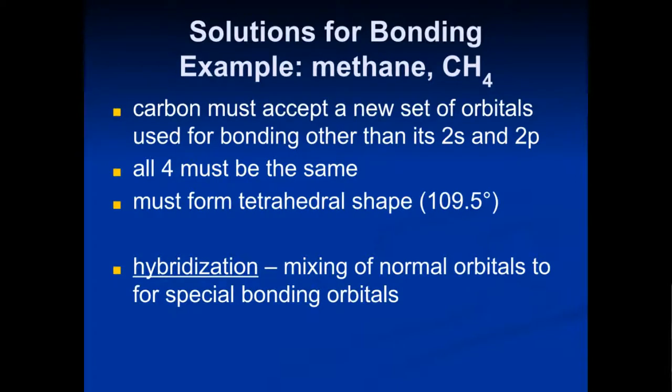The way this works is that carbon basically has to create a new set of orbitals. It can't just use its 2s and 2p separately. It has to create four identical orbitals that form that tetrahedral shape. And the way it does this is by something called hybridization. Hybridization literally means to mix. We're mixing normal atomic orbitals to form what are called special molecular orbitals, or bonding orbitals.